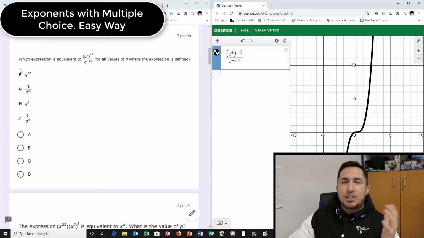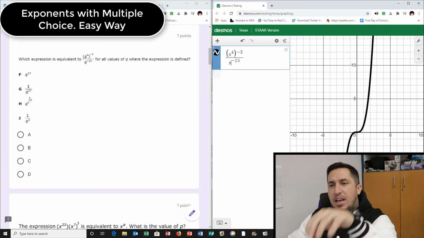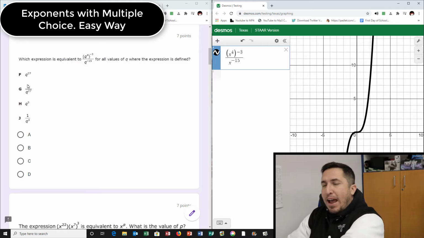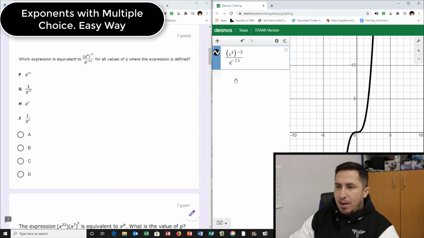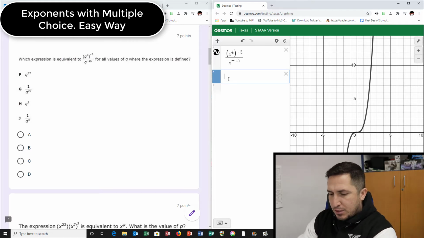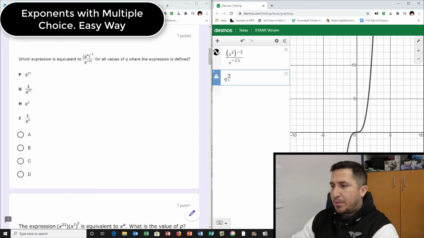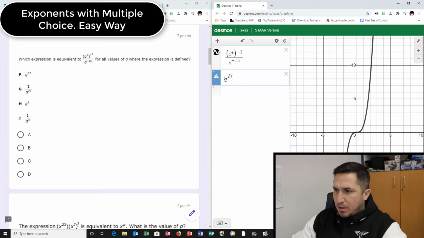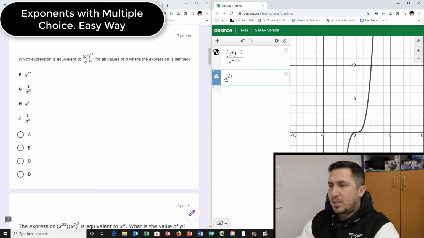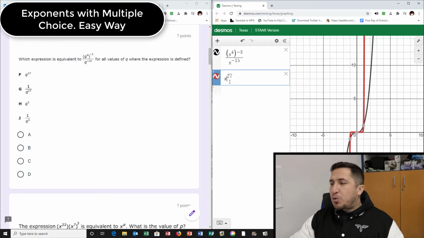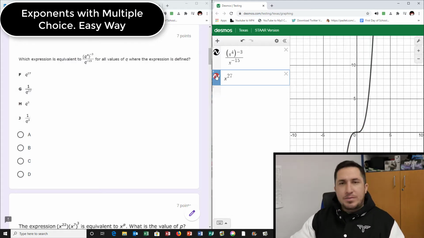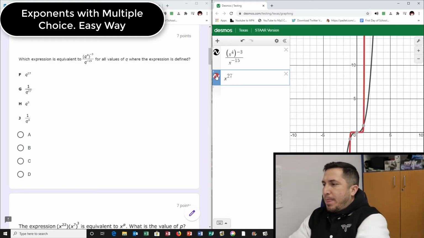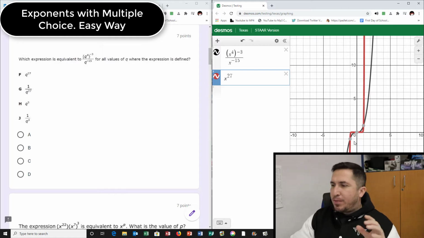Now since my problem says which is equivalent, I got to type in these choices and see which choice produces a graph that looks just like that graph. So here I go. Choice F says Q raised to the 27. Oops, sorry, I can't use Q. I forgot. You got to change them to X. So X to the 27. Does this graph line up exactly with that black one? No, it doesn't. You already know how to play this game. If you don't, that red stuff should be right on top of the black stuff. There should be no difference. There is a difference. I can tell that there's a difference. So these are not the same.